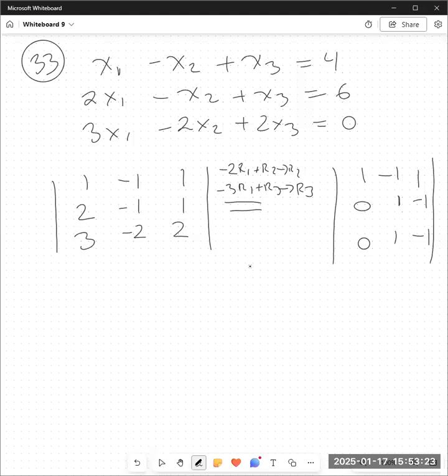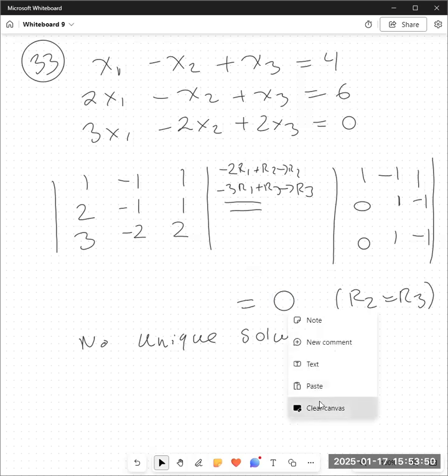And I see that row 2 and row 3 equal each other, so that determinant is 0. My row 2 equals my row 3 there. So no unique solution. There's either no solution or infinitely many solutions, but not a unique solution. Let's move on to number 37.